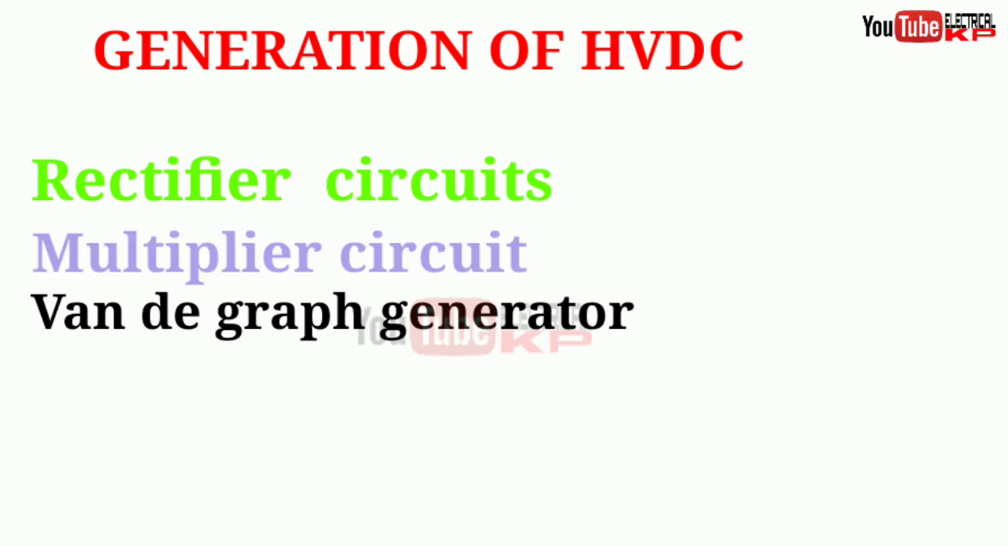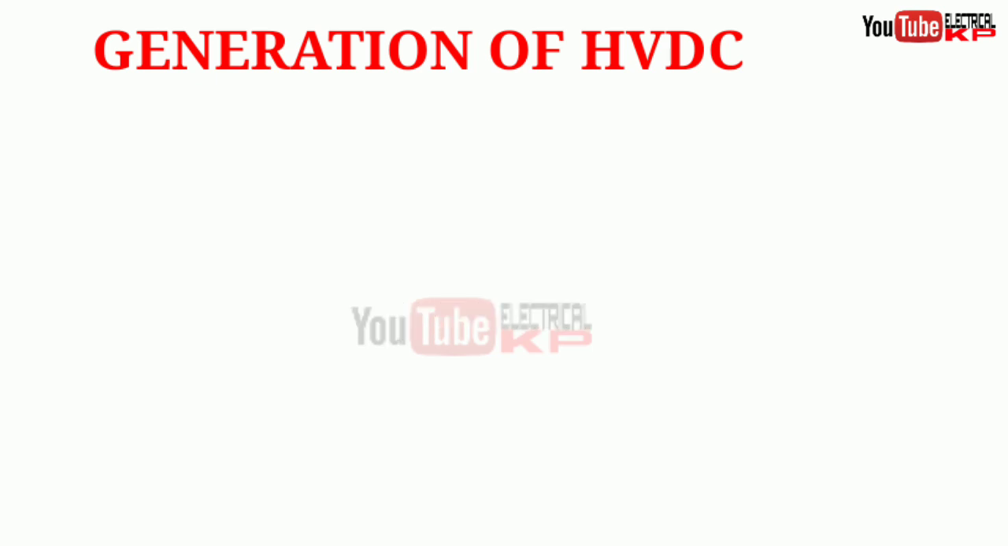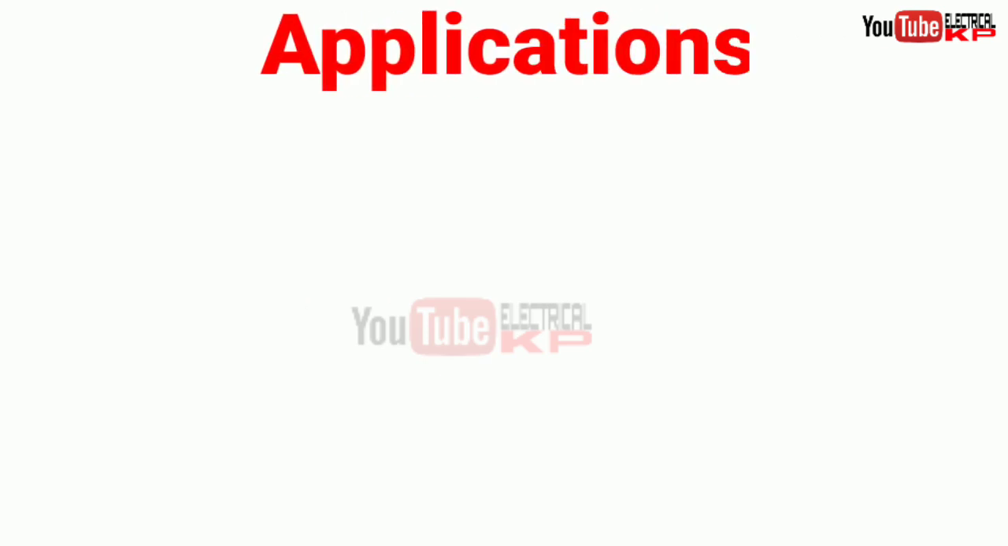Out of them, in the previous lecture, we have done the rectifier circuit. Today our topic is the voltage multiplier circuit. The voltage multiplier circuit is basically made up of multiple stages of the basic circuit, that is the voltage doubler circuit. And now we are coming towards the applications of the voltage multipliers.